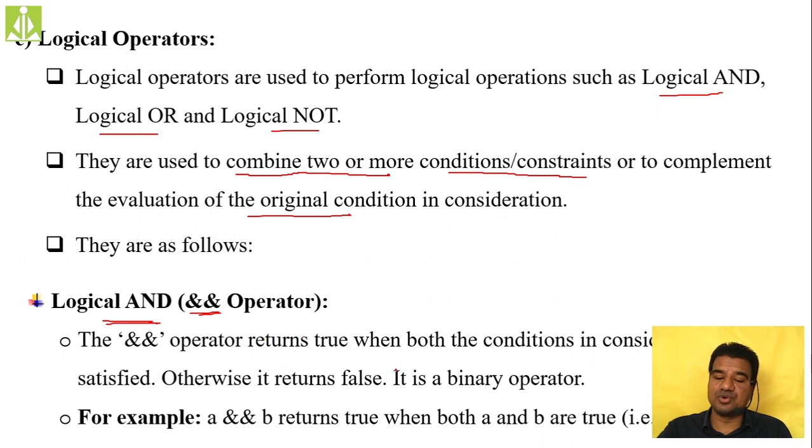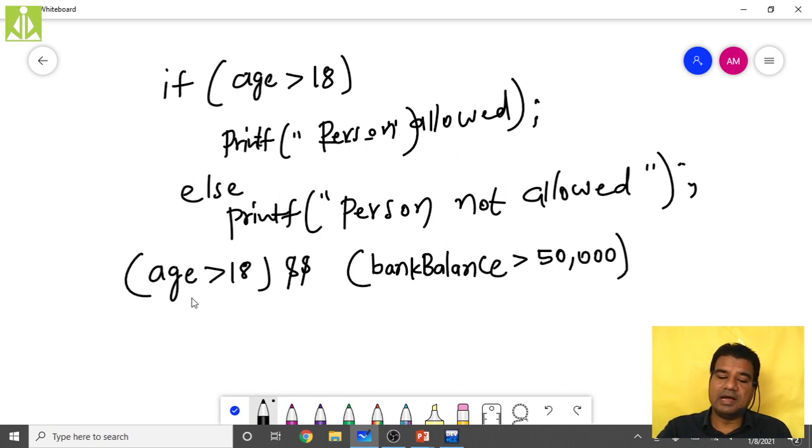The AND operator returns true when both the conditions under consideration are satisfied. If both the conditions return true, then only your final value will become true. Otherwise, it returns false. It is a binary operator, it takes two operands. For example, let us say I have a person with the name Y. His age is greater than 18 years, let us say his age is 54 years.